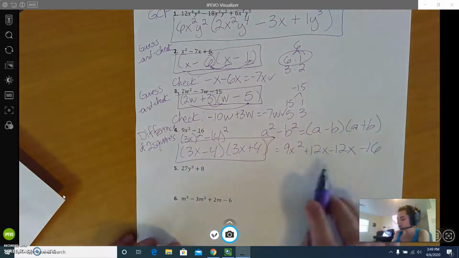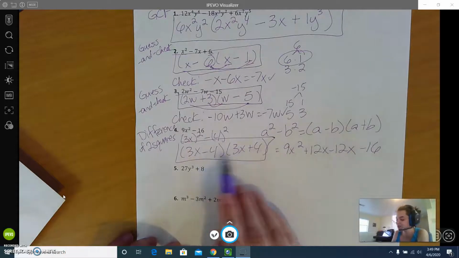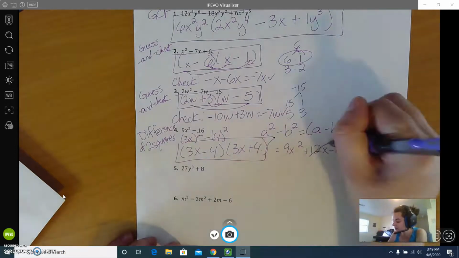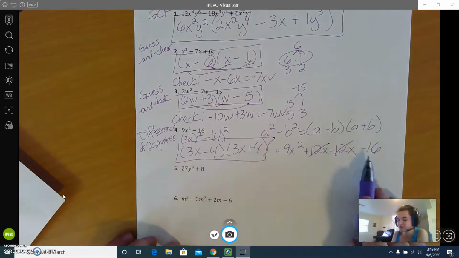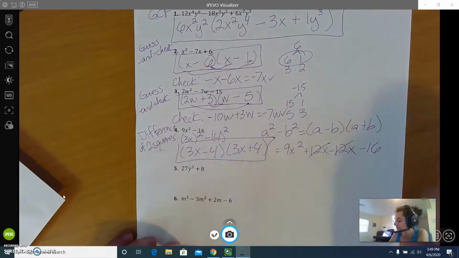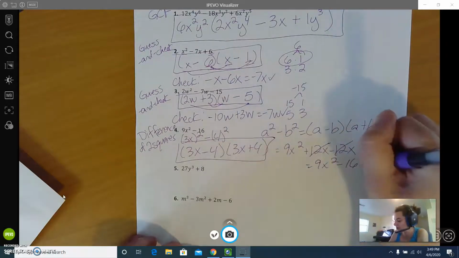And what's going to happen is the middle terms cancel out. That's actually why you use different signs. One's minus and one is plus, so that you can cancel out those middle terms. Also, that negative times a positive gives you a negative at the end, which is what we want. And so this simplifies to 9x squared minus 16, which is what you started out with.